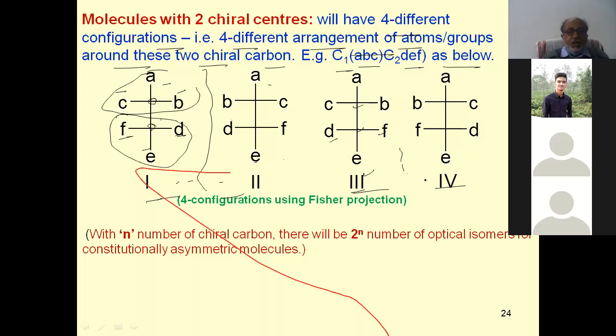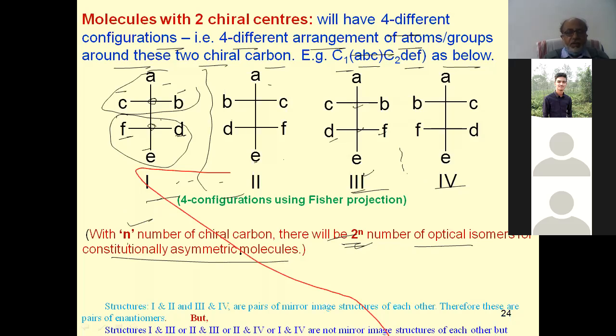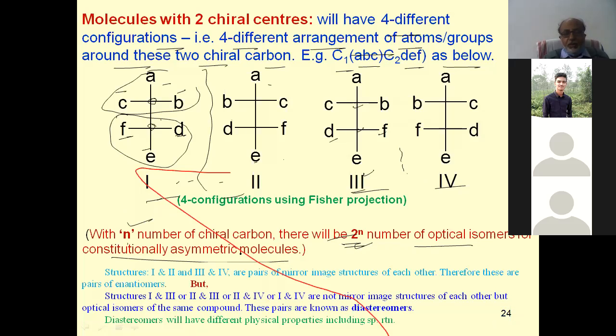Let us see now. If we have n different chiral centers, we'll have 2 to the power n optical isomers. This is a point that you should remember. This holds for constitutionally asymmetric molecules. If the molecule becomes symmetric, again there will be some problem. We'll discuss that point later on, in the next slide, after we finish this slide.